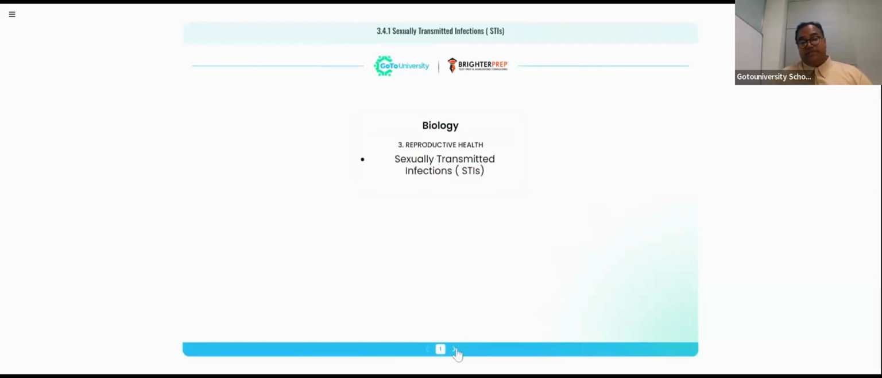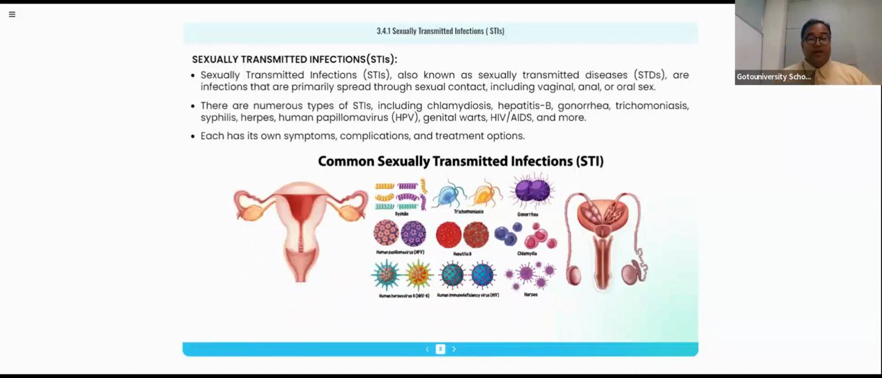So now, coming to sexually transmitted diseases, I already told you a number of times that these many microorganisms cause them: chlamydiosis, hepatitis B virus, gonorrhea, trichomoniasis, syphilis, herpes, and even papillomavirus, genital warts, AIDS, etc. All these diseases spread very fast if they are having illegal sex. Each disease has its own symptoms, complications, and treatment. Some are curable, some are non-curable. Like this, we already told you.